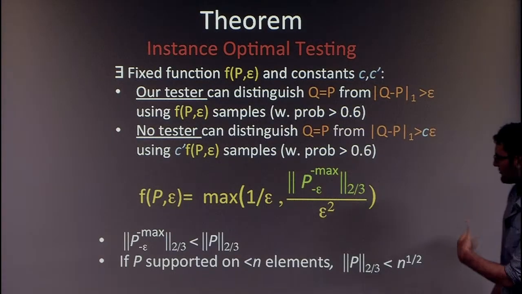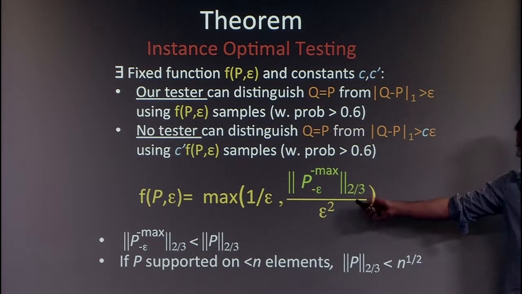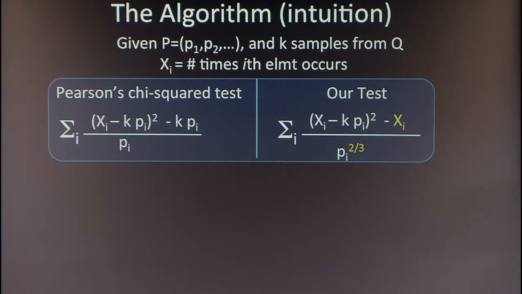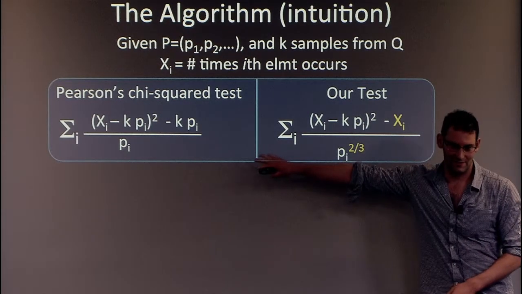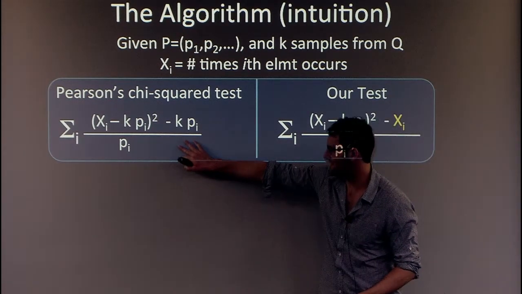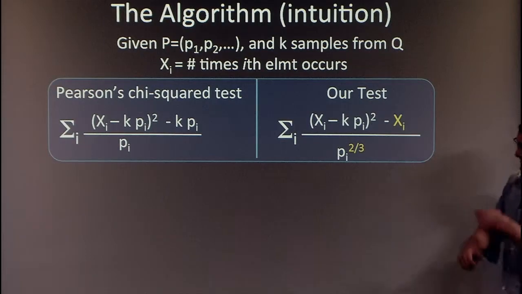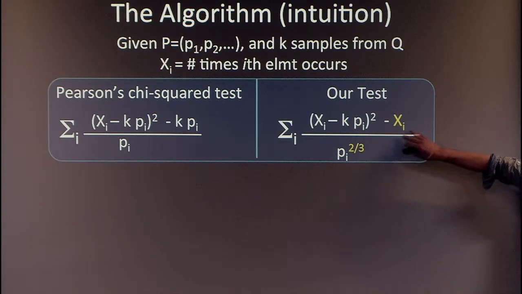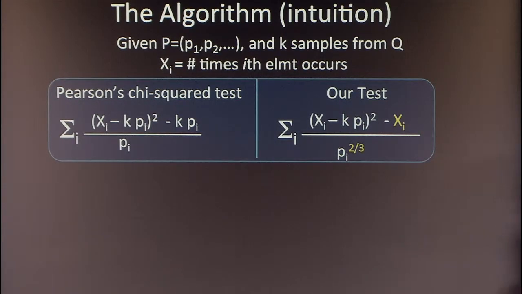Okay, so I'll actually tell you the test that achieves this, and it's something very intuitive. It's actually very similar to Pearson's chi-squared test. Pearson's chi-squared test is a very general tool, and for this specific problem, we're going to make two slight tweaks to it, and we'll actually achieve this kind of, in some sense, instance optimal testing.